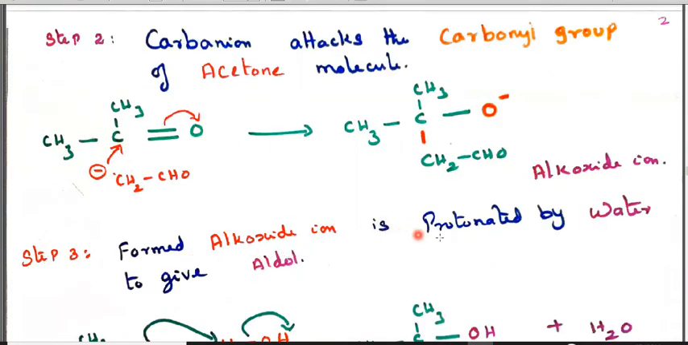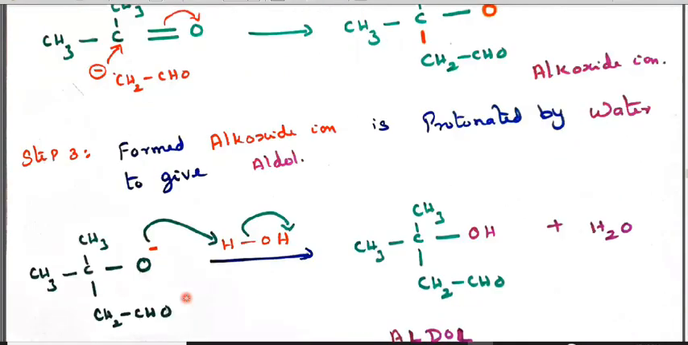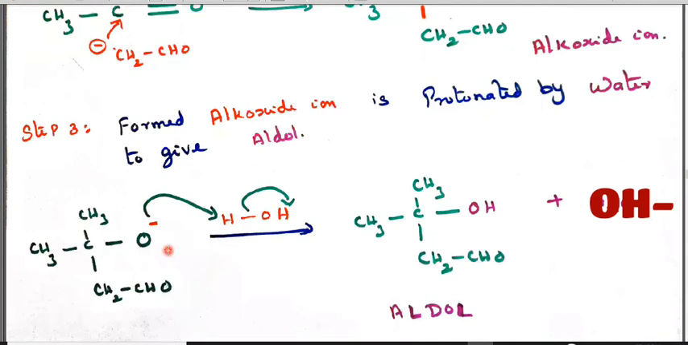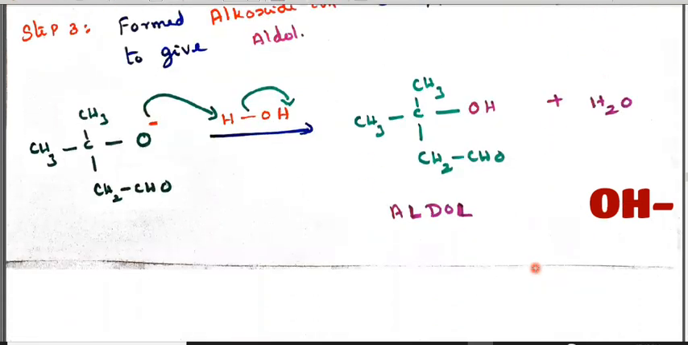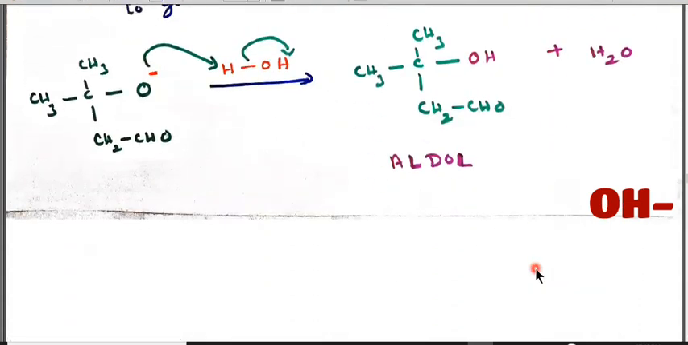The formed alkoxide ion is protonated by water to give alcohol. So again we should take water. This minus gives the electron to H, and this bonded electron goes to OH. So CH3, C, CH2, CHO, OH, and this becomes OH minus. So this is called aldol. Thank you, students.